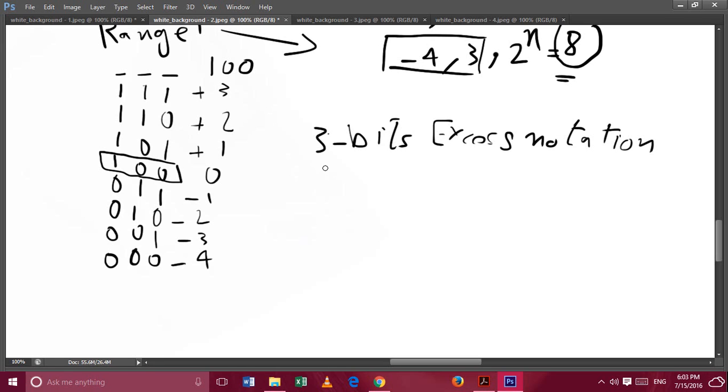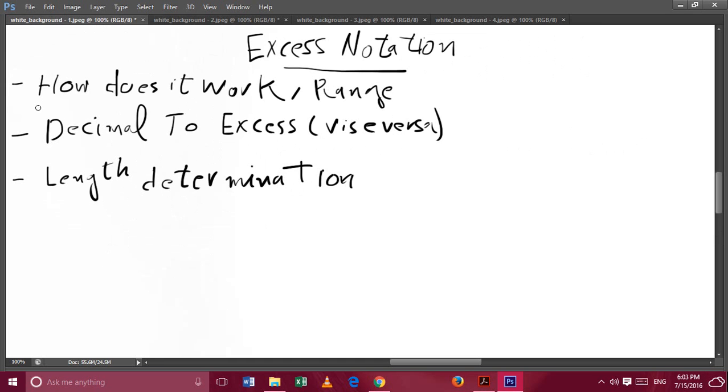So now that I think we have covered how it works, and we have covered the range, this is done.